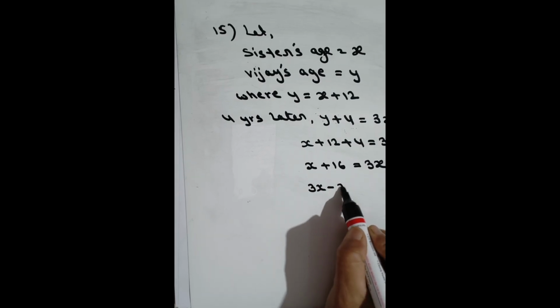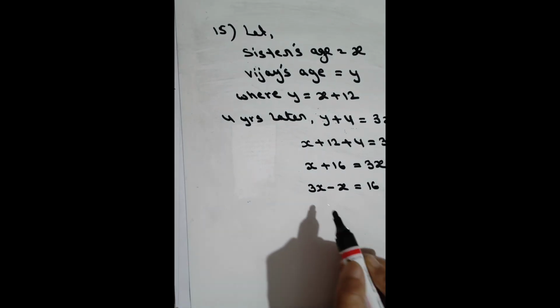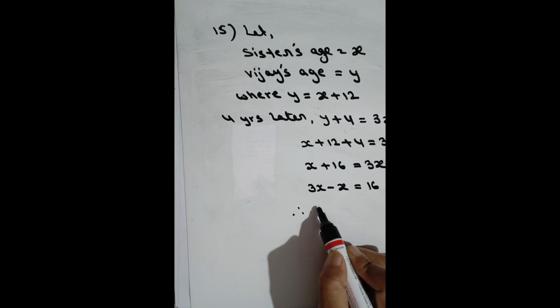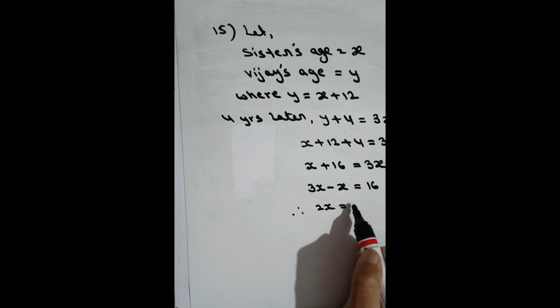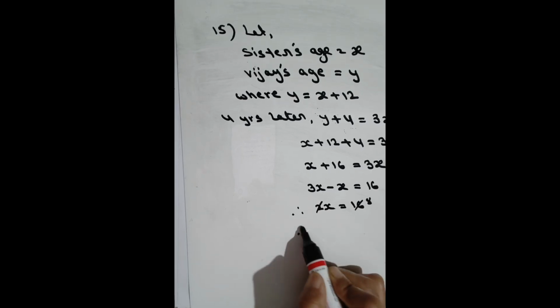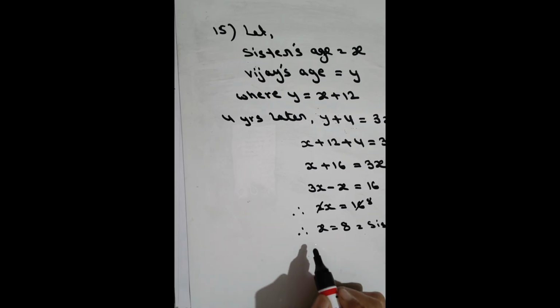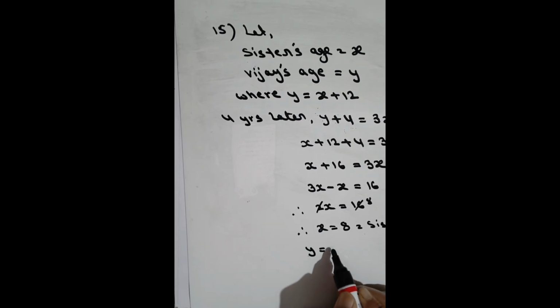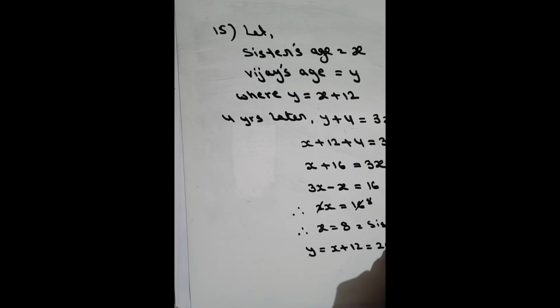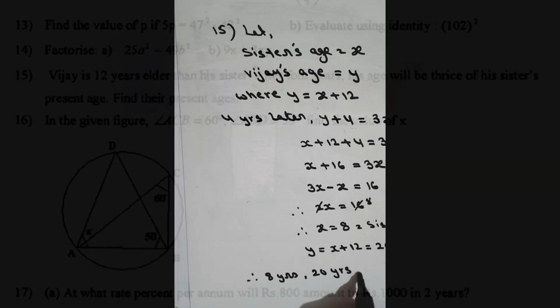That means 3x minus x equals to 16. That means 2x equals to 16, which gives you the value of x equals to 8. So, her sister's age is 8 years because her sister is x. We know that y equals to x plus 12. That means y is equals to x is 8 plus 12. That means Vijay's age is 20 years. So, her sister is 8 years and Vijay is 20 years is the answer.